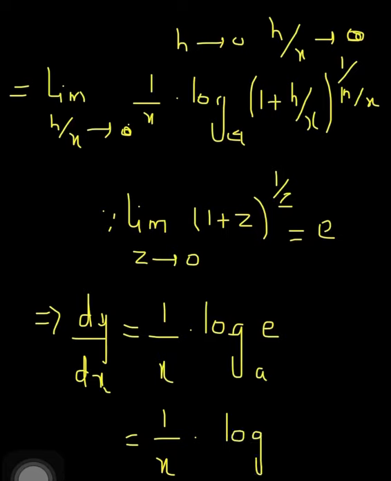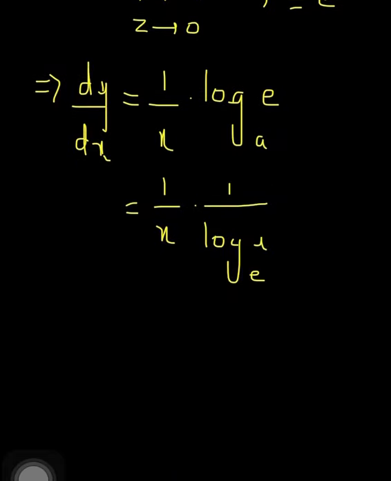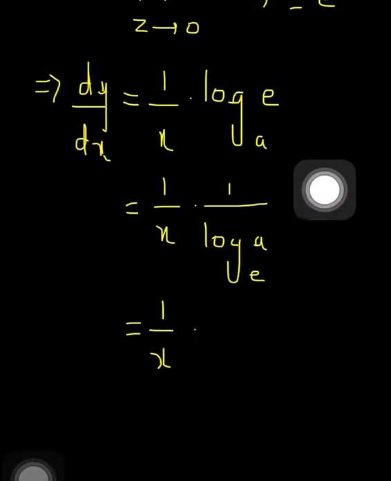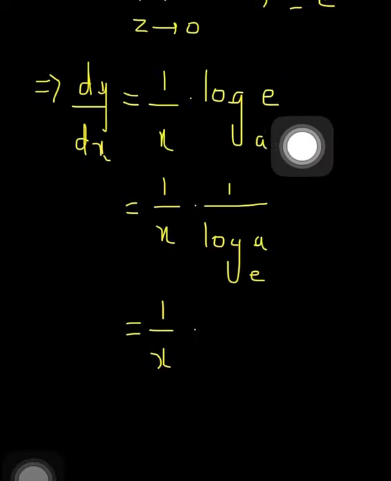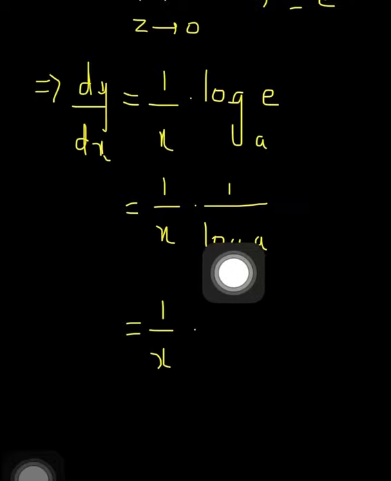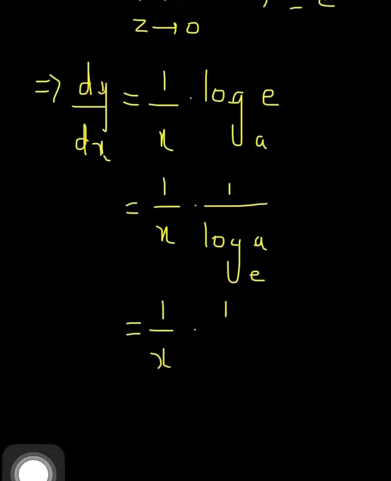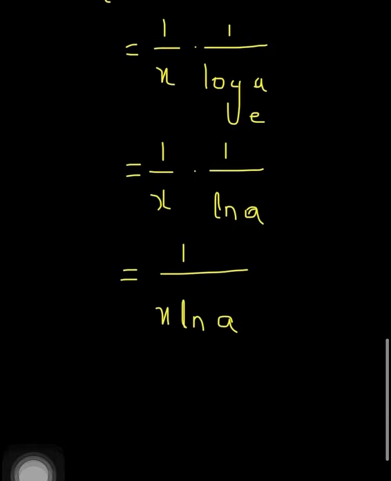That means I can write it as 1 over x, and I divide this term by log, so I am changing these two expressions. So I can write it as 1 over log base e of a, and log base e is basically the natural log. So the result is 1 over x natural log of a. So this is the derivative of the log function.